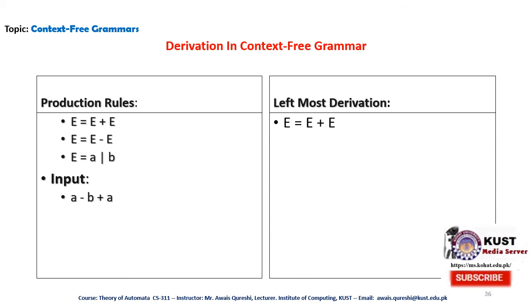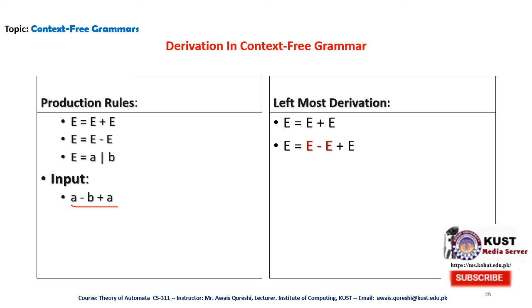So let's study the leftmost derivation first. As you can see, these are the production rules. E is equal to E plus E, and E is equal to E minus E, and then E is equal to A or B. Here the input is A minus B plus A. So this is the input, and let's see how we can generate different strings with the help of these rules, which is called leftmost derivation.